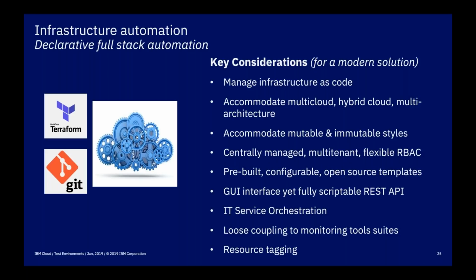It needs to be multi-cloud and multi-architecture. You want a unified process for automating your infrastructure that works the same in all clouds, and you want it to be able to handle containers, VMs, cloud native services, network, storage, and it needs to be centrally managed and multi-tenant. Next chart.